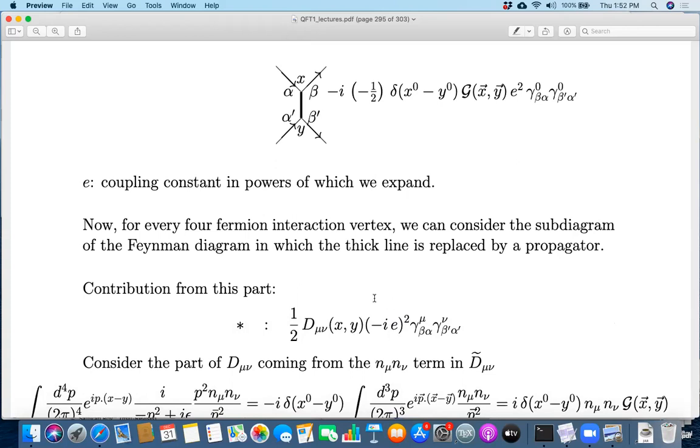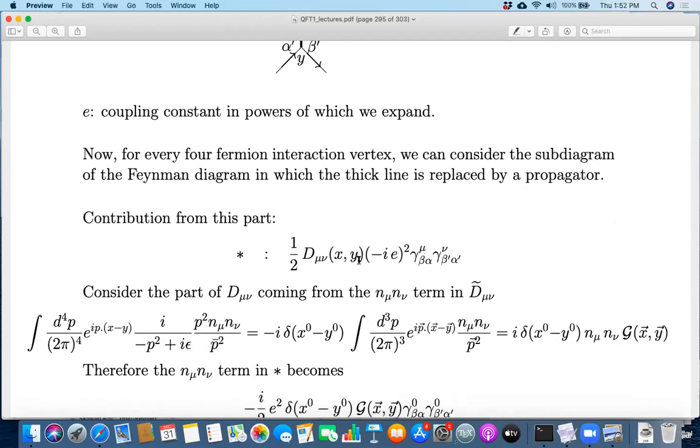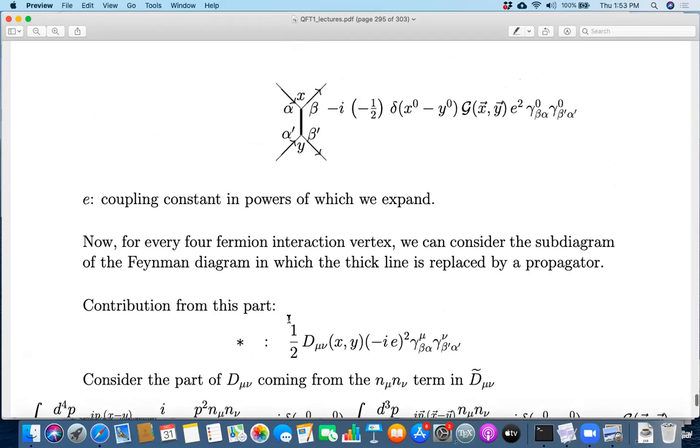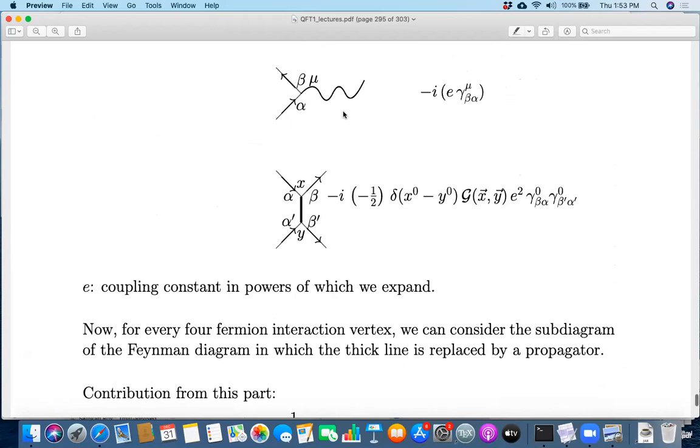And then the vertex. What is the vertex? Each vertex gives you minus I. So you have minus I squared, and then gamma mu alpha beta gamma mu beta prime alpha prime. That's what we have here. This half is a combinatoric factor. I have counted this half here just by thinking that this is the full Feynman diagram. Suppose this is the full Feynman diagram, then you see that you have used this vertex twice. When you replace this by a propagator, this vertex comes twice.